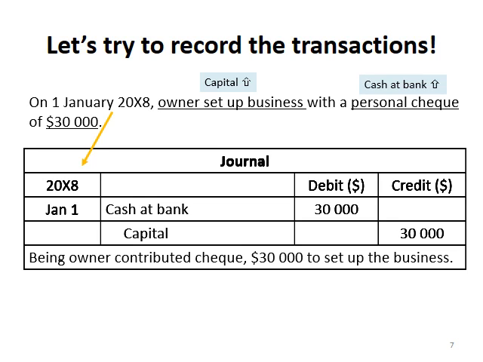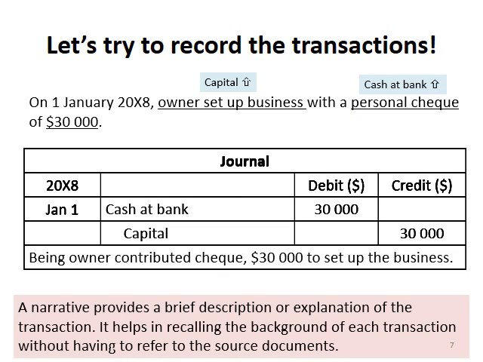So from the question, you can write down the date. You also know that the capital account is affected. And we will also need to record that the cash at bank of the business has increased. Last but not least, a narration in this case provides a brief description or explanation of the transaction. It helps in recalling the background of each transaction without having to refer to the source documents. So this is the format of a journal entry.